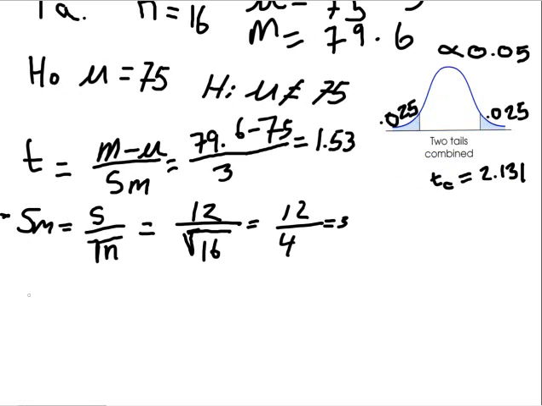We can now notice that 1.53 is less than our t critical value of 2.131, and we will now fail to reject our null hypothesis.